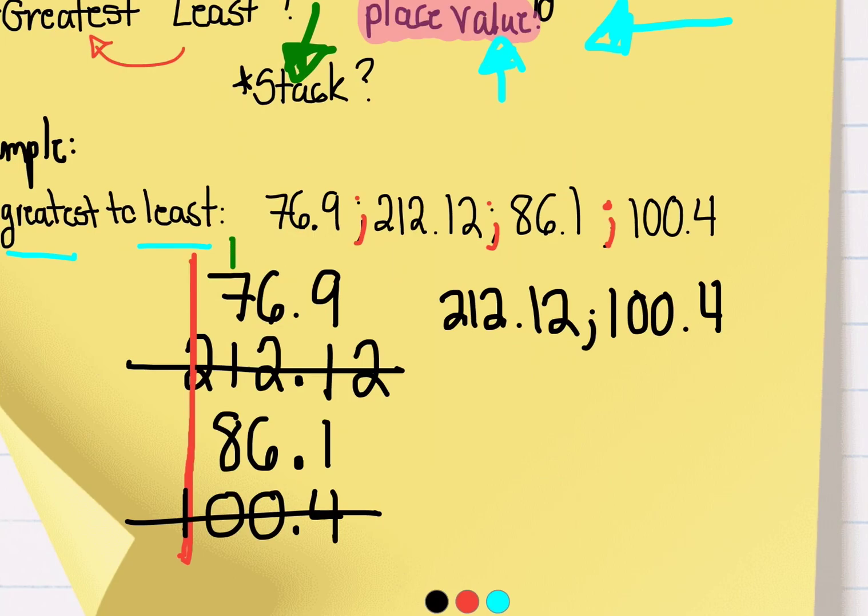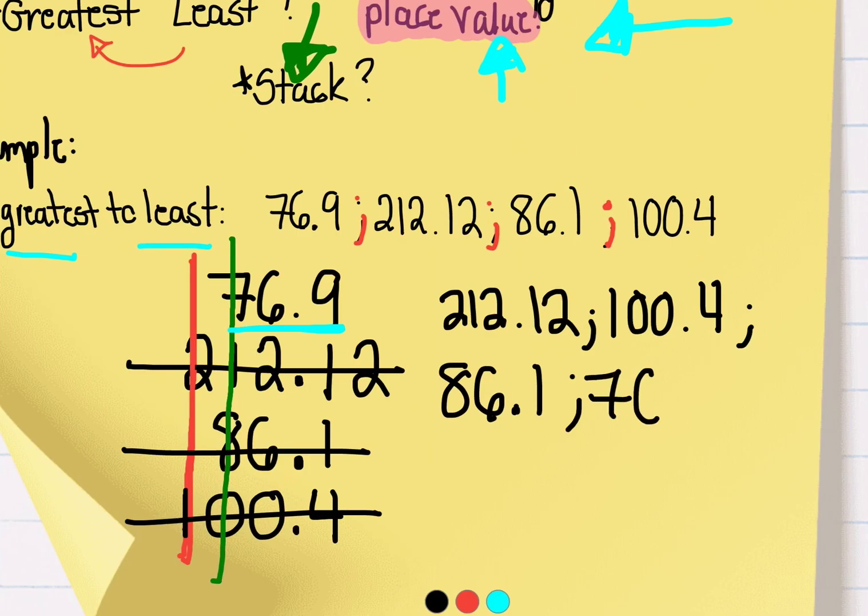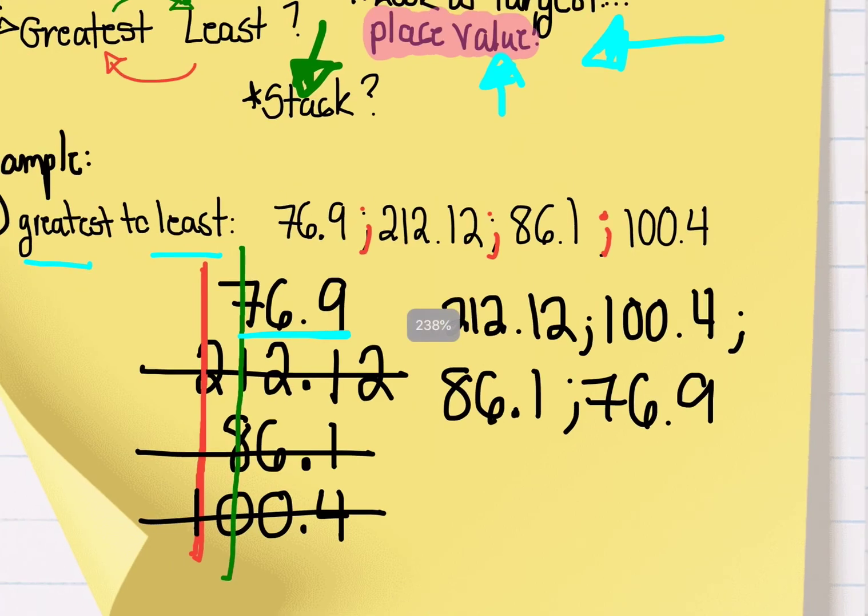Go to my tens place. I have a 7 in the tens place, and I have an 8 in the tens place, so that means that 86.1 is the next largest. Cross it out, and if I look, I only have one number remaining, which is this guy, 76.9.